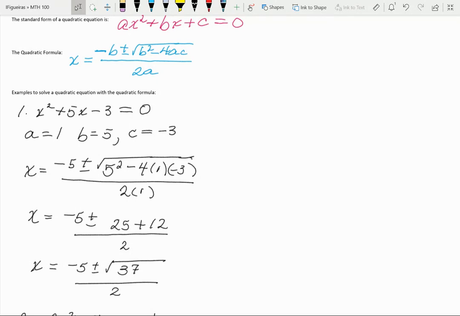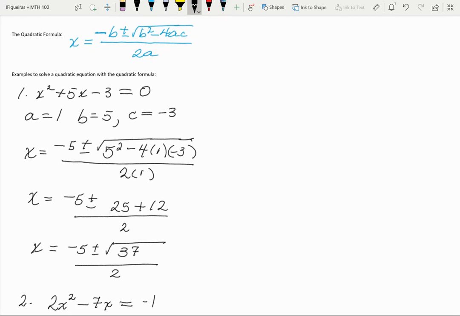So now we plug into the formula. The formula says to start with negative b. Since b is 5, we now must change it to a negative 5. So it's negative 5 plus or minus the square root of 5 squared minus 4 times 1 times negative 3, all over 2 times 1. So in the next line, we have to simplify what's inside the radical.